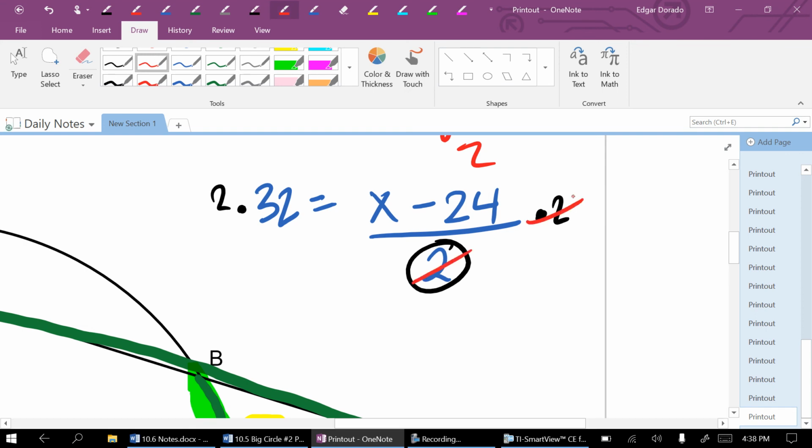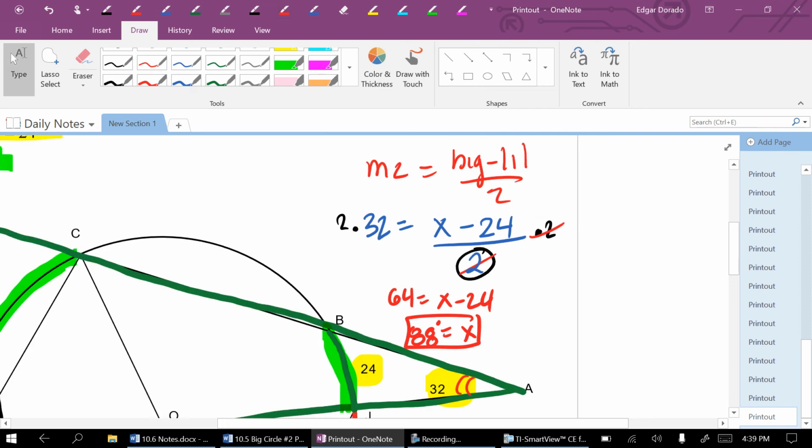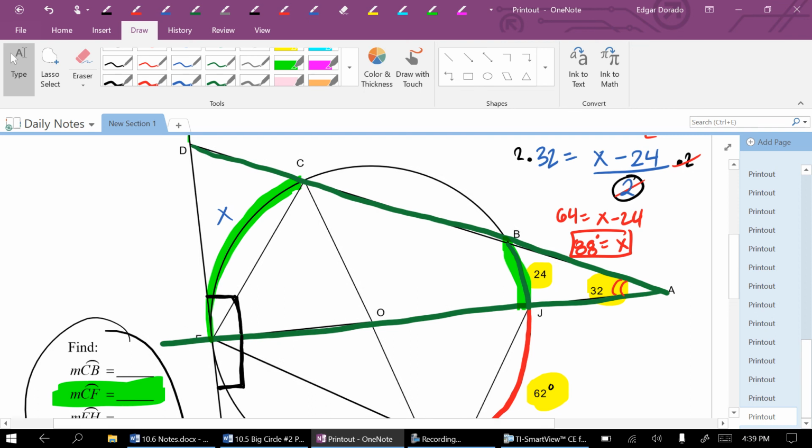That means these will cancel, leaving me 64 equals x minus 24. And if I add that 24 over, I'm going to get 88 degrees. Okay, so I actually just found the measure of arc CF. It is 88 degrees. Go ahead and write that down, guys.